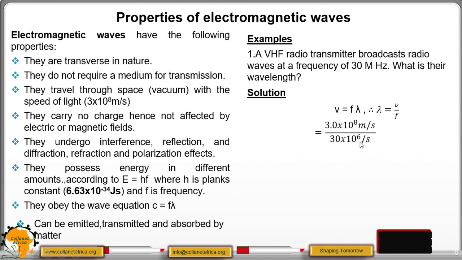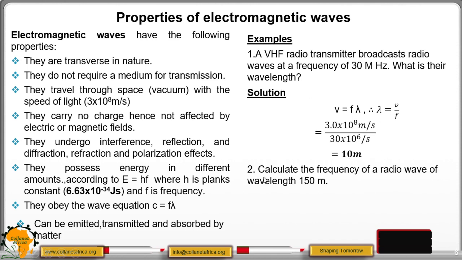Then from here you can see that the per second is cancelling out because hertz is the same as per second. So when these units cancel out, you are left with m for meters. So after using your calculator, you'll find that the wavelength is 10 meters. We proceed to the second example.